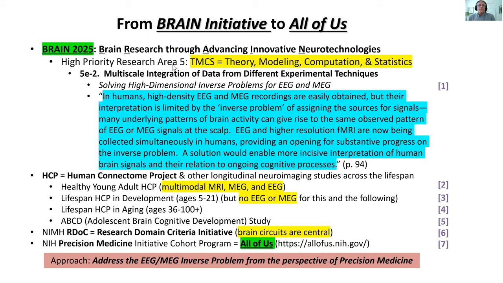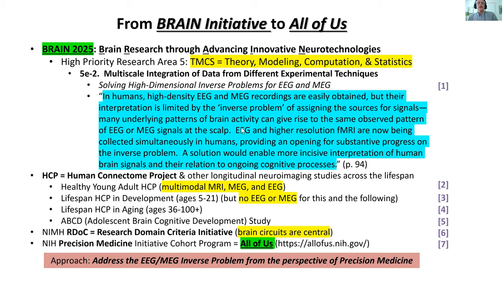Brain 2025, this document is an inspiring document that identifies seven high priority research areas. Among these is high priority research area five, which I think probably Terry Sejnowski named theory, modeling, computational and statistics, or TMCS for short. And under area five is a section called 5E-2, multi-scale integration of data from different experimental techniques. And underneath that one is a topic, solving high dimensional inverse problems for EEG and MEG.